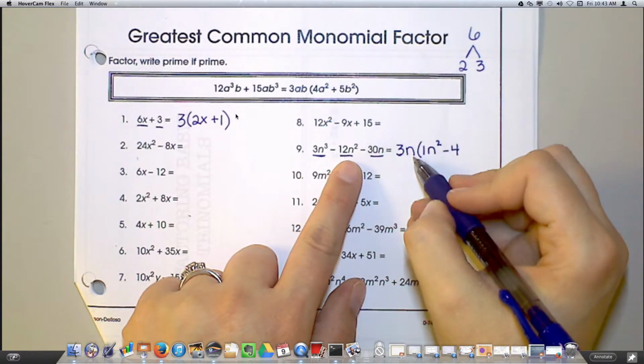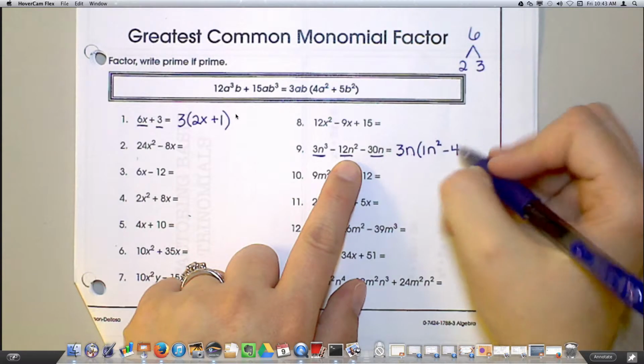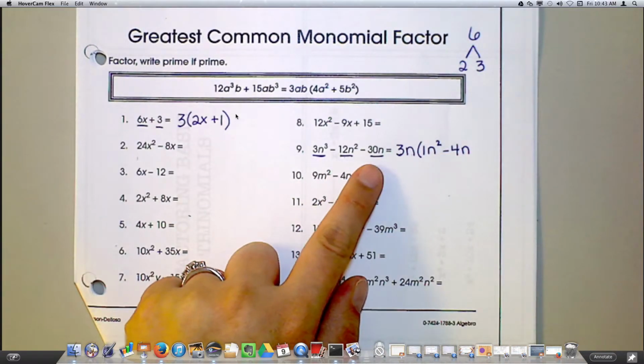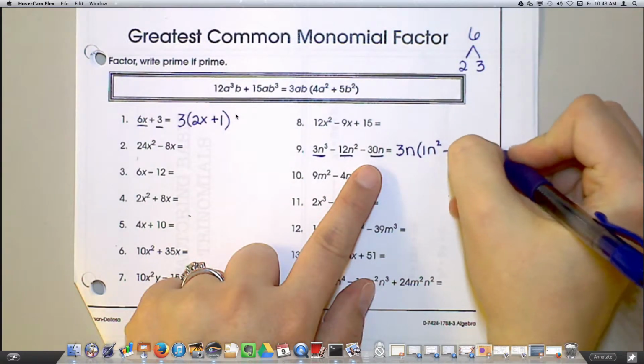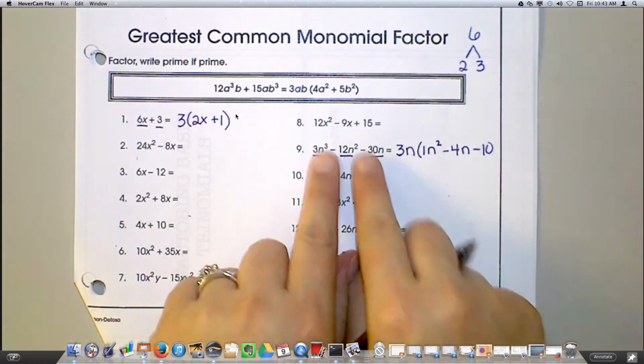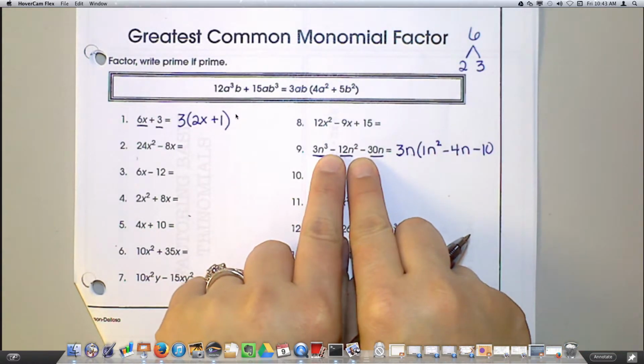And how many n's would I have left? 1, because it used to be n squared and I took out an n. And then if I took 3 out of 30, I would be left with 10. And notice my symbols here, the minuses came from there. All right, I kept my symbols exactly the same.